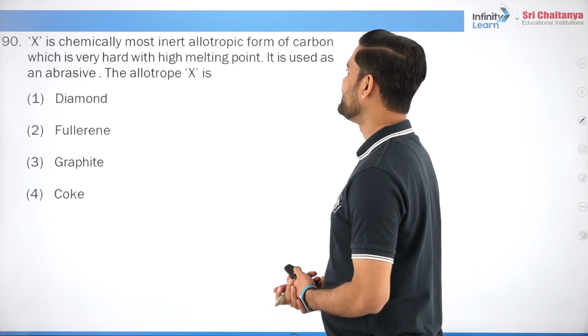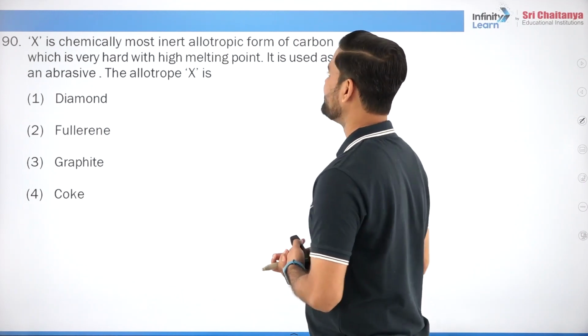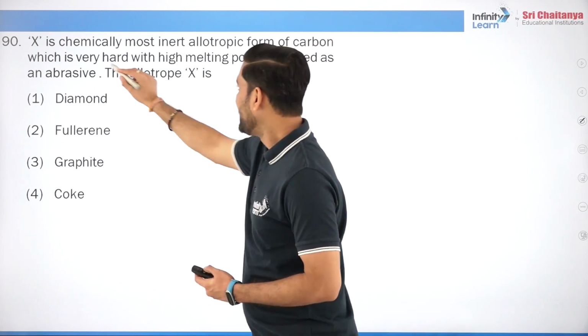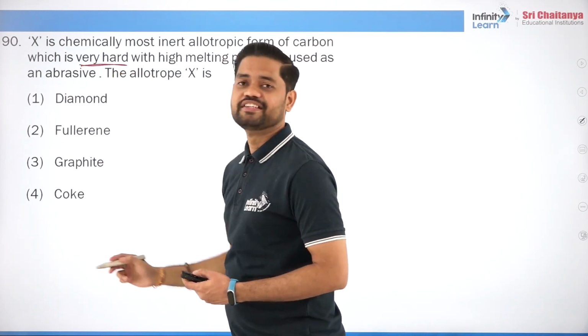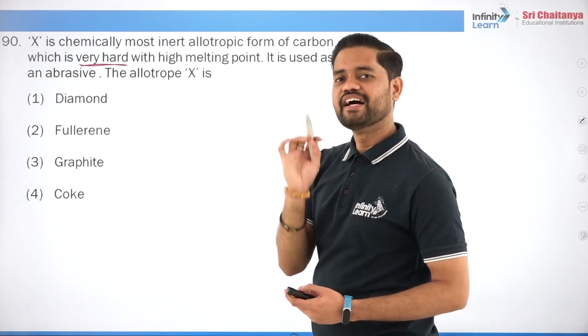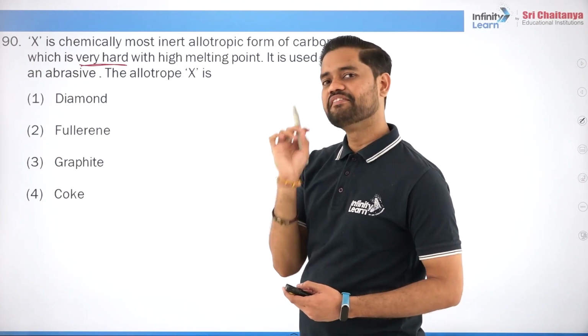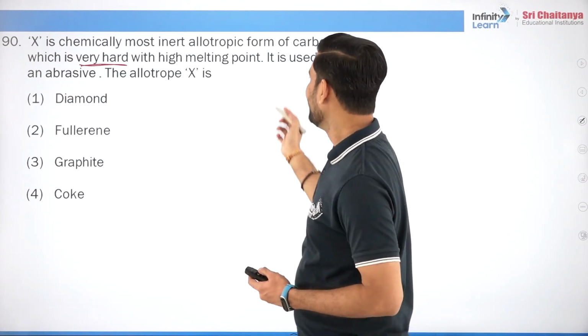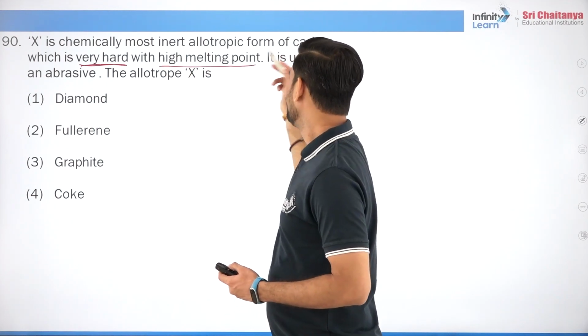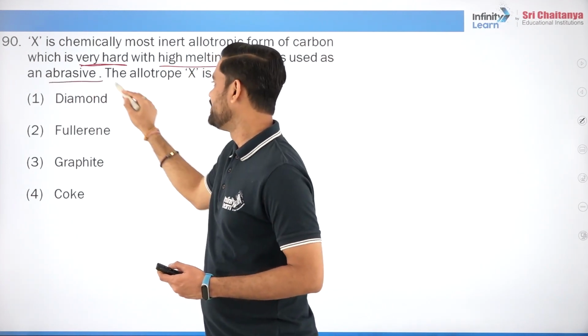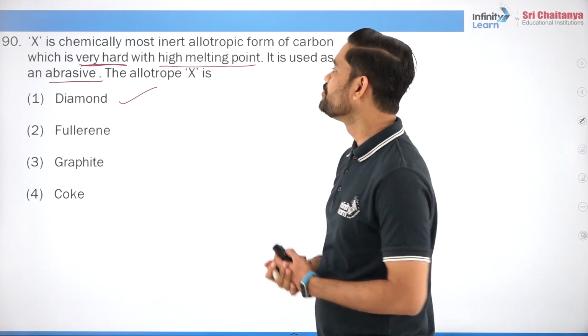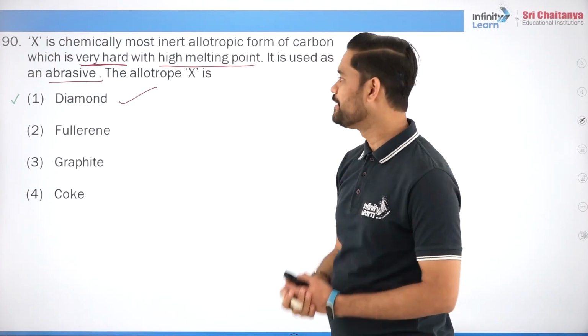90, X is the chemically most inert allotropic form of carbon, which is very hard. This is the takeaway from over here. The only allotropic form that is very hard is diamond. Again, high melting point, diamond. Used as an abrasive, diamond. So the entire thing is diamond. So for 90, I'll go with diamond.